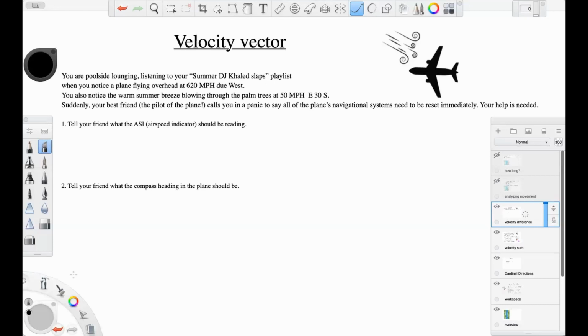So let's think about what's happening here. We know that with these types of velocity vectors, if we take the velocity of the jet and we add the velocity of the wind, we get the resultant velocity. But let's just take stock of the information that we have and what we want to find. So this says that you are on the ground when you notice a plane flying overhead at 620 miles per hour due west. So this information right here is what you are seeing from the ground.